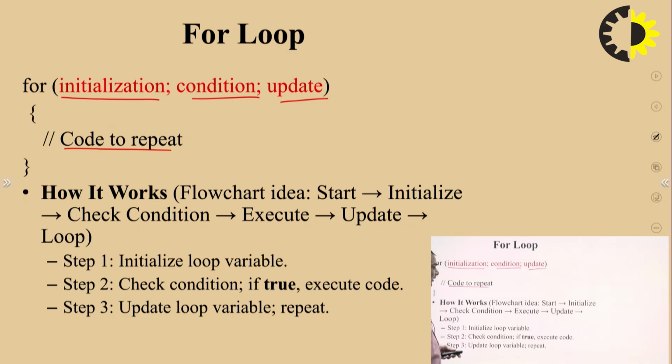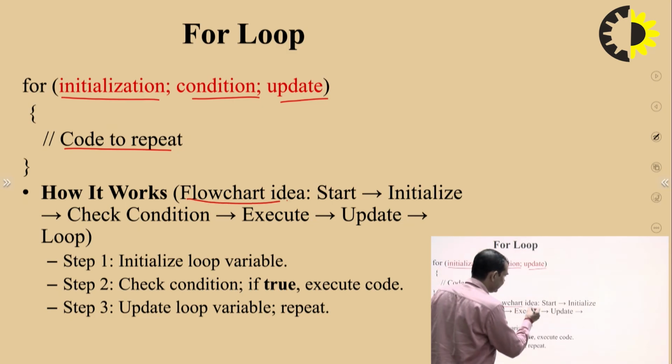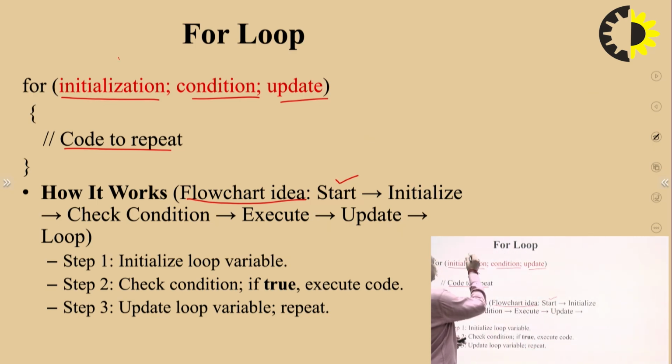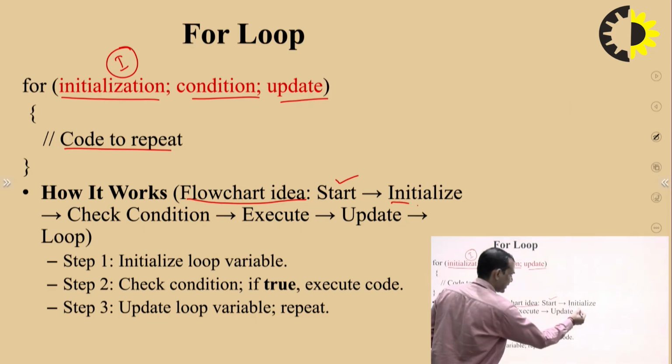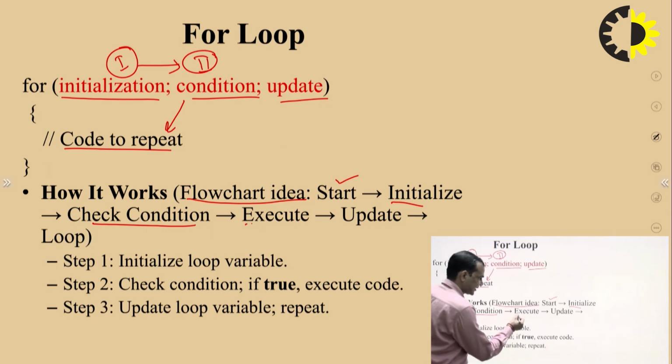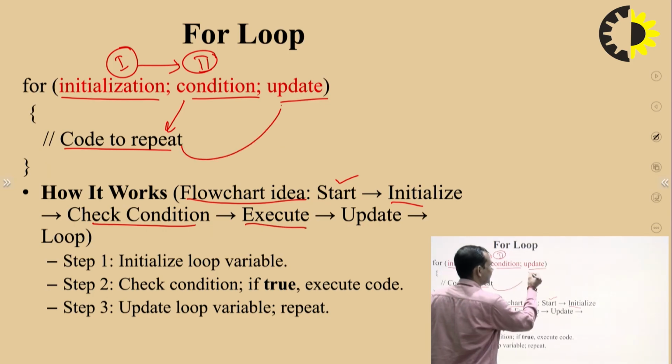So how does it work, or what is the flowchart idea? How will it be executed? Firstly, it will start. Then first it will go through the initialization. Then it will check the condition. If the condition is true, then it will go inside the block, means it will execute this code, and after this is executed it will do the updation.